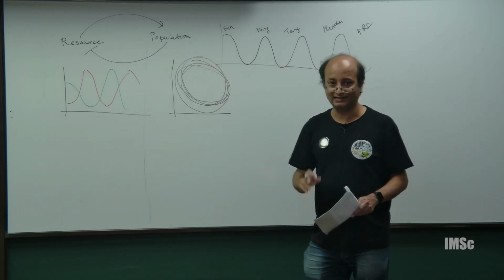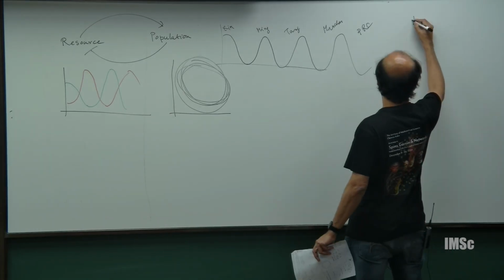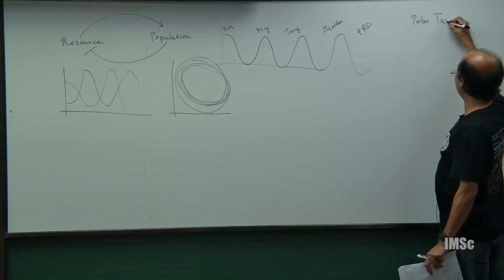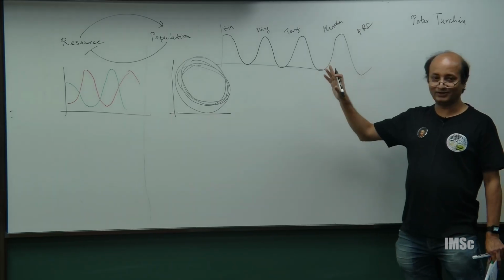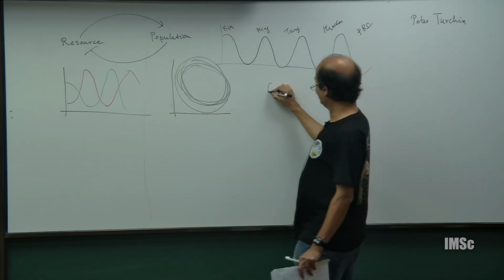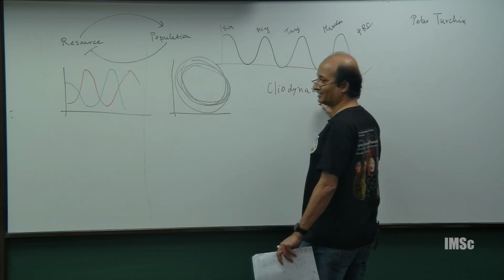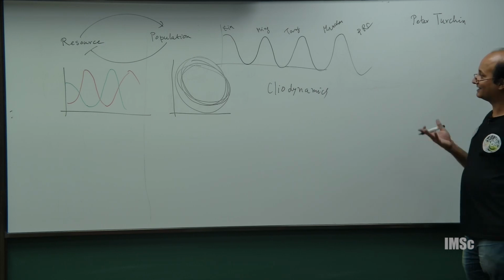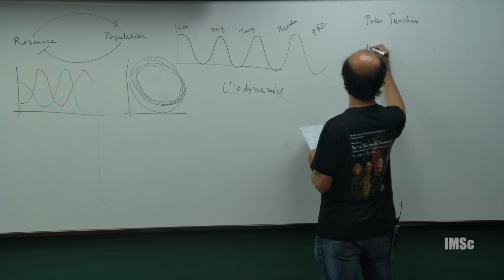So Peter Turchin, and this is the paper that I have put in as reading material, who is actually an ecologist. He has got a wonderful book on population dynamics, but then he realized this parallel between what he calls cliodynamics. As I said, Clio is the muse of history, so basically historical dynamics. He said you can set up mathematical models for these historical evolutions, and one of the models he has proposed is like this.